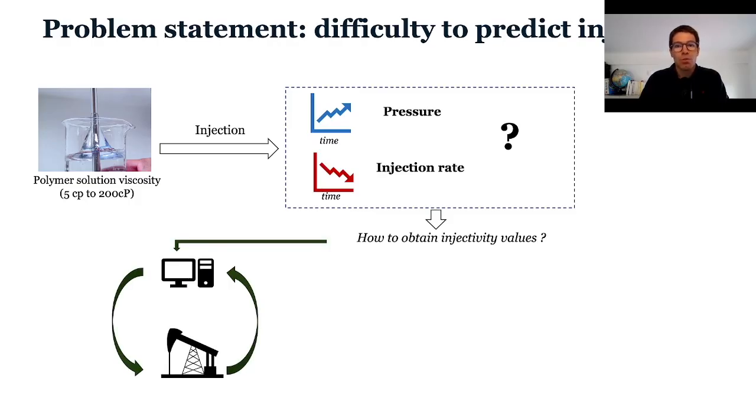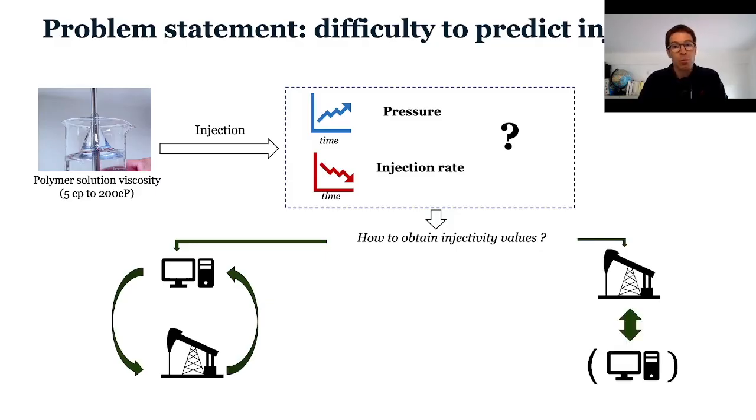I would say there are two ways to try to get some injectivity values. One of them is you try in a model to predict what will happen in the field, using the data that you have gathered in the lab. You build a model, you run with your constraints, so it can be bottom hole pressure or injection rate or both. And then you see what is expected from the simulation. Then you can decide yes or no to go to the field and try.